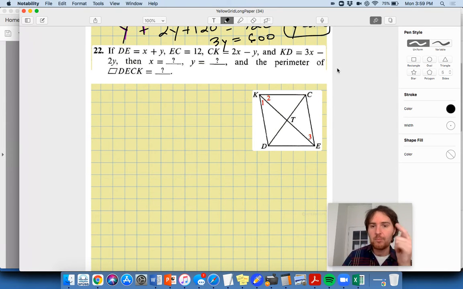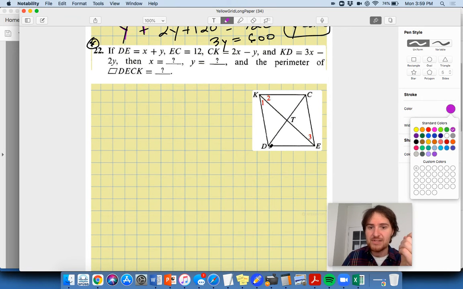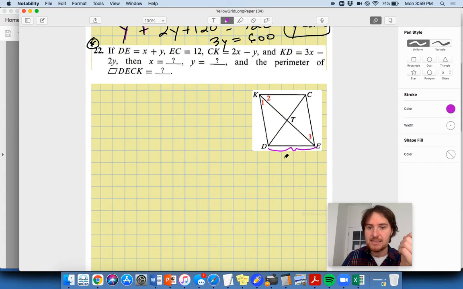What definition will we flex in order to solve a problem like number 22? Let's maybe check this one out. DE equals x plus y. So I know that I'm going to have this side represented algebraically as x plus y. Again, one of these hybrid algebra geometry problems. EC is 12. And CK is 2x minus y.